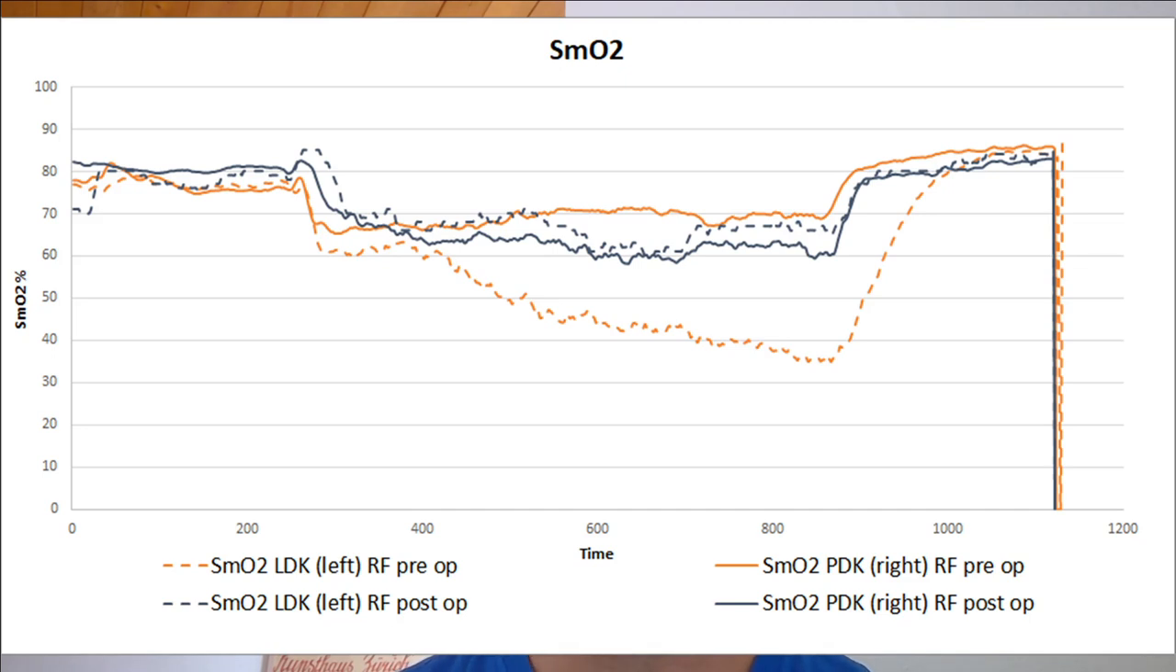But you also see that the range on the SmO2 scale goes much further down, so it desaturates much further for the same intensity. So the balance between oxygen supply and demand here is not equal between the left and the right leg, is what we're seeing.